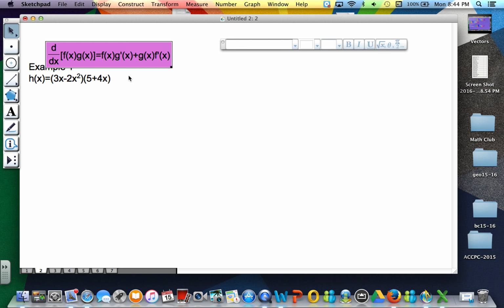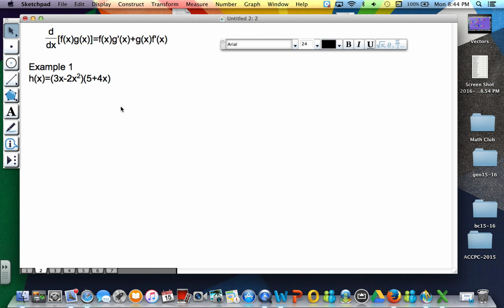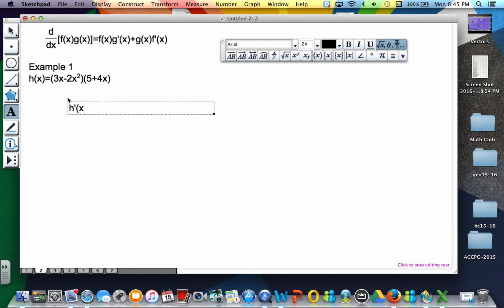So here I have this product rule, and we'll just take a look at it as we use our first example. So h prime of x is equal to the first function, 2 plus x squared, times the derivative of the second. Well, the derivative of the second is 4, plus the second function, 5 plus 4x, times the derivative of the first, which is 3 minus 4x.